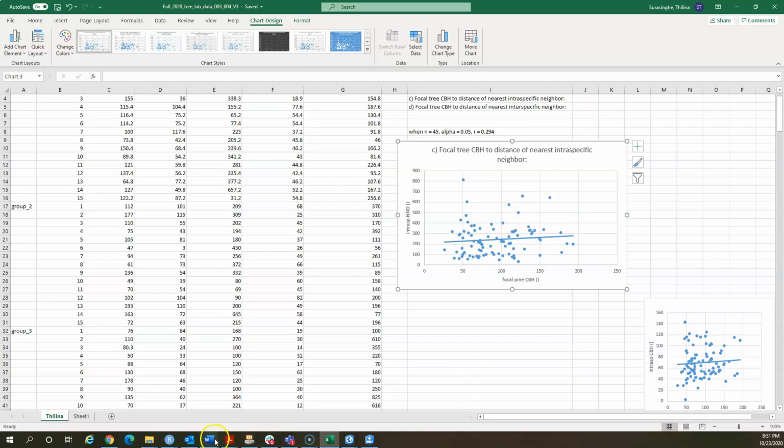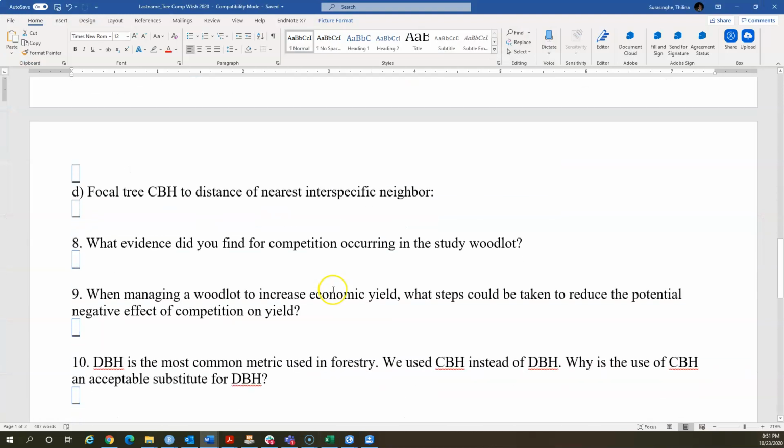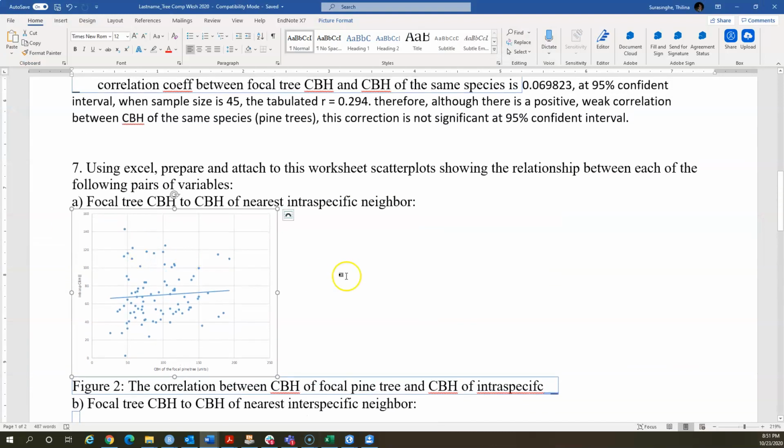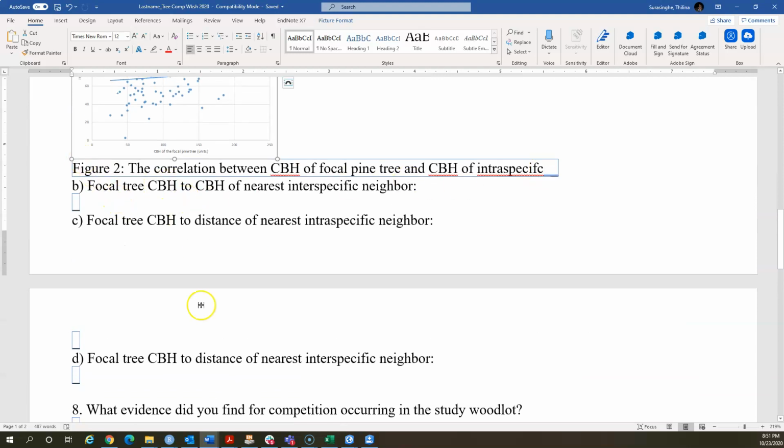I am demonstrating two of them now, right? And then copy and paste it over here. Keep doing all the other plots, right? Don't forget to add the meaningful caption.